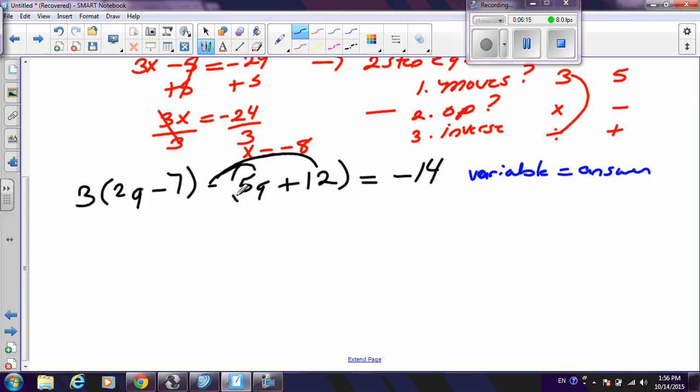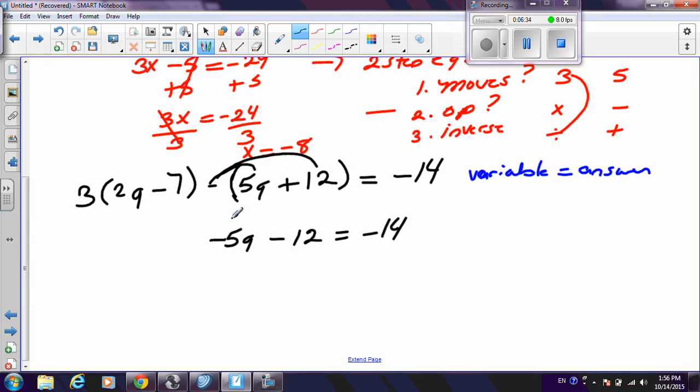Alrighty, so I'm going to go ahead and rewrite this problem once I have distributed in my negative. So I'm saying negative 1 times 5q gives me negative 5q. Negative 1 times a positive 12 gives me negative 12.